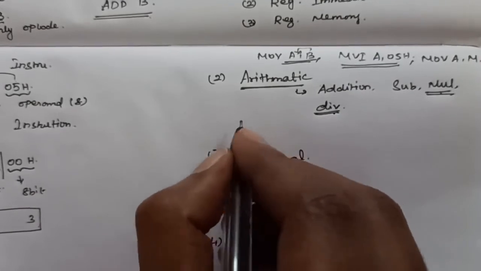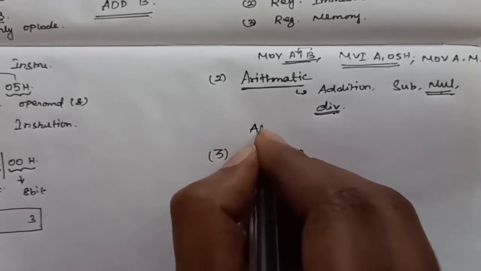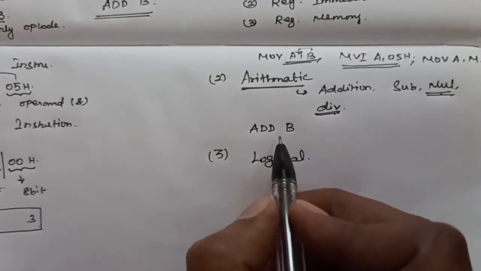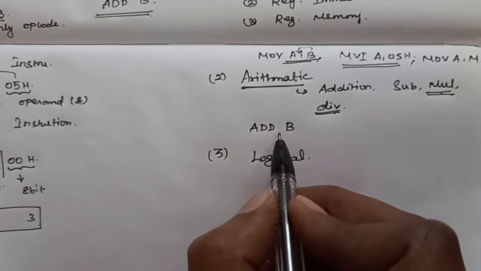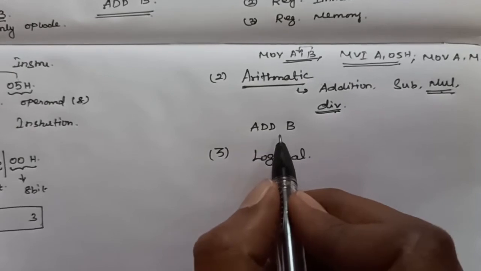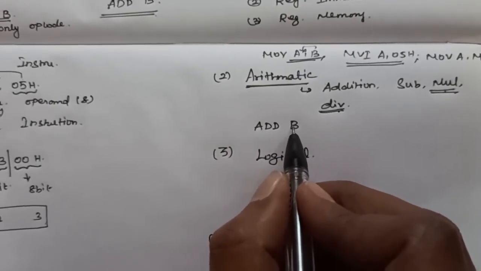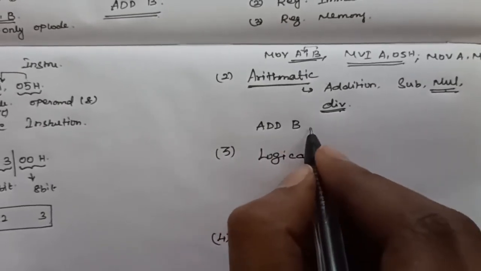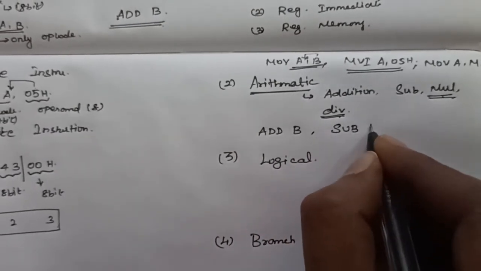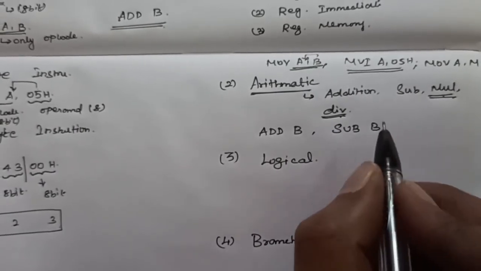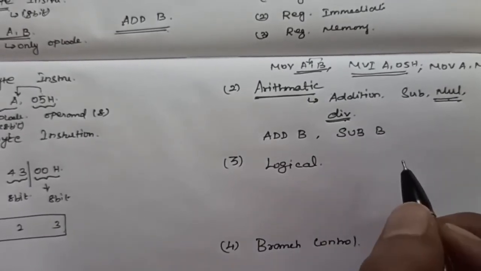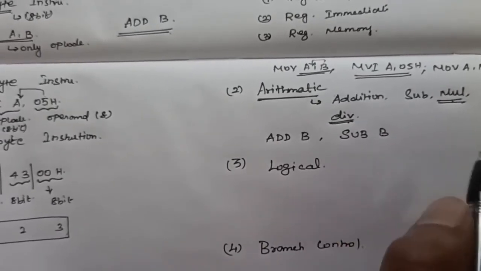The examples of arithmetic instructions: ADD B. Just adding the 2 register contents. The default register is A, so accumulator is the default register. We don't mention it in the instruction itself. You just write ADD B. The B register content is added with accumulator. Okay, so next one, SUB B, subtract B. Whatever value is present in B register, that value is subtracted from accumulator. The final result is also stored in the accumulator register.